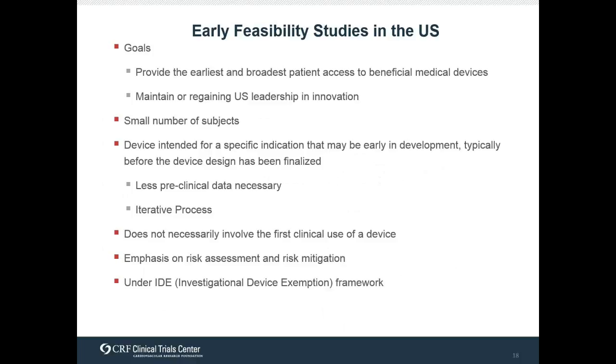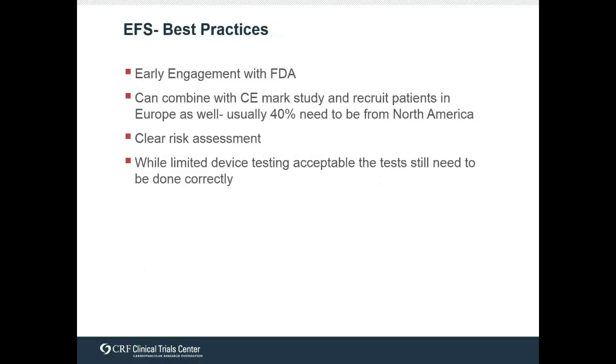And in terms of getting EFS studies approved, from the FDA perspective, the emphasis is on risk assessment and risk mitigation. Still, it does enter under the IDE framework, or investigational device exemption, and so it is still a relatively robust regulatory pathway, but the key differences are that the FDA is very engaged, timelines are shorter, and the FDA is really helping companies move this process along. The key to a successful EFS program is early engagement with the FDA.